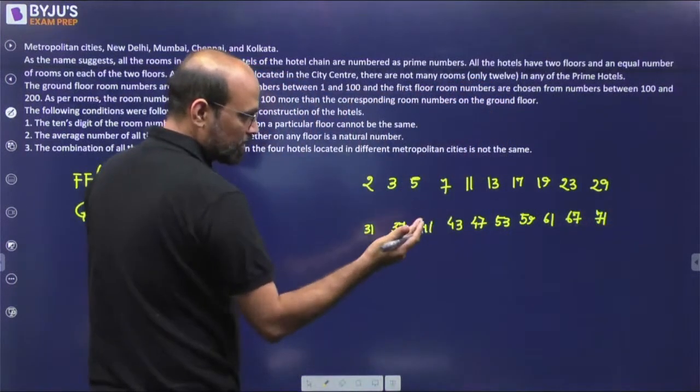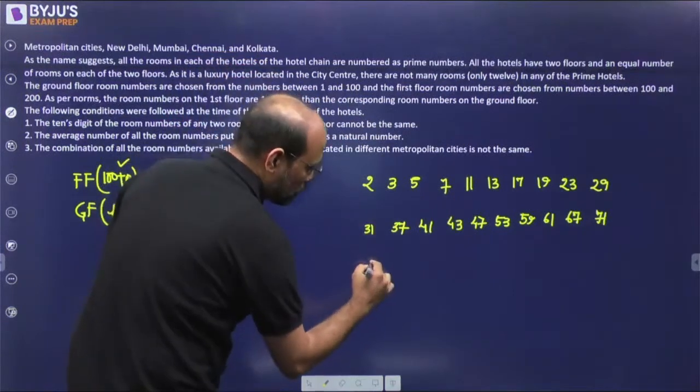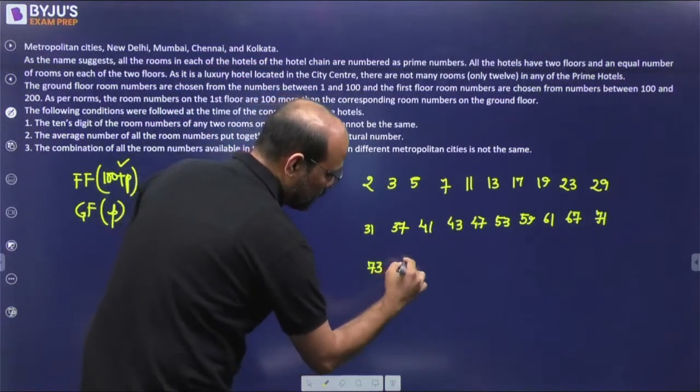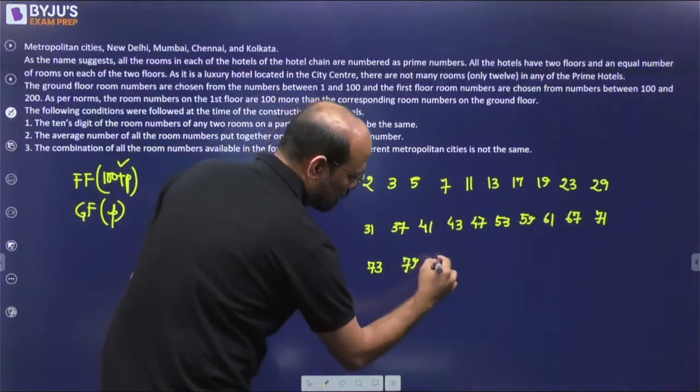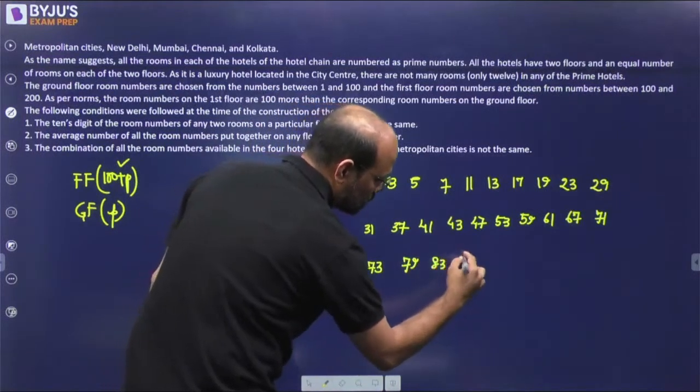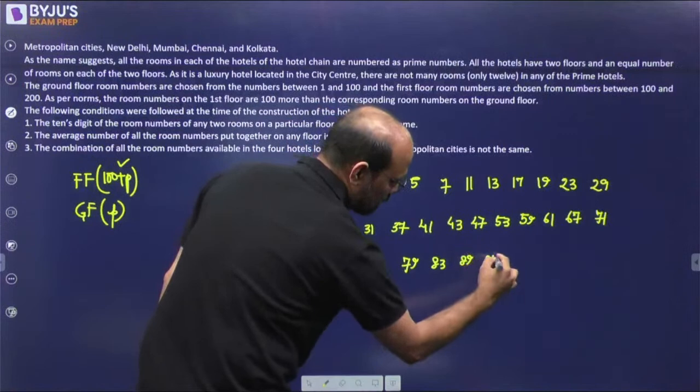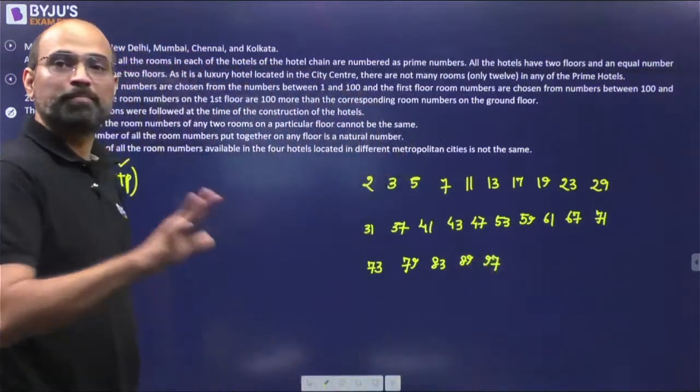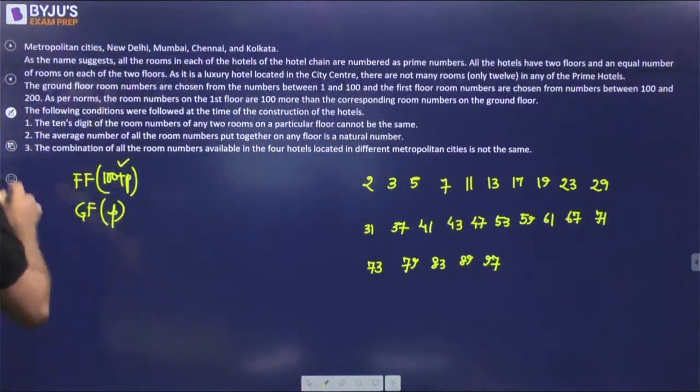20 ho gaya? We need another 5, right? So we will have next as 73, next one will be 79, next one will be 83, next one is 89 and 97. So these are the 100 prime numbers. Okay.